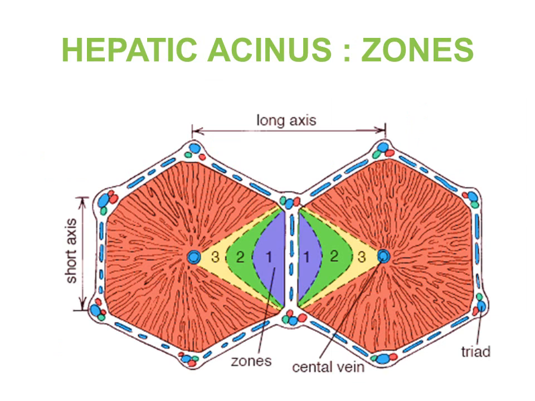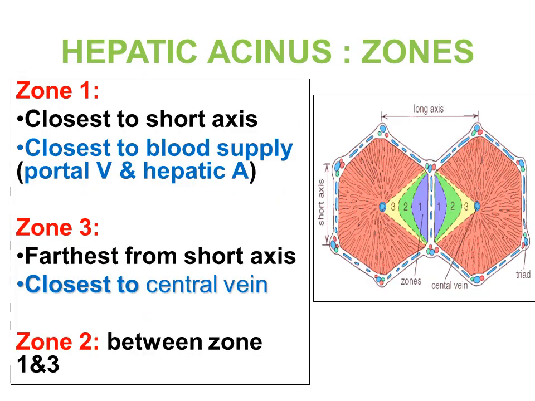Now in this slide we can appreciate the zones which are supplied by the hepatic arteriole. In zone 1, the blood supply is the best. Zone 3 has the worst blood supply. We can also appreciate the short axis, which is formed by the line joining adjacent portal triads, and the long axis of the acinus, which is formed by a line joining two central veins of the classical hepatic lobule.